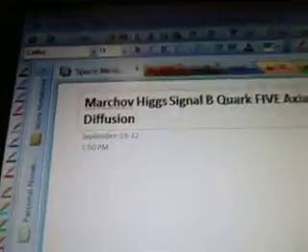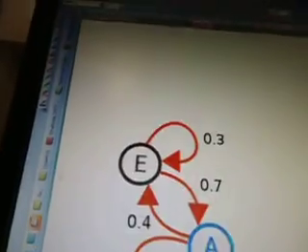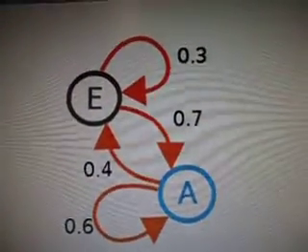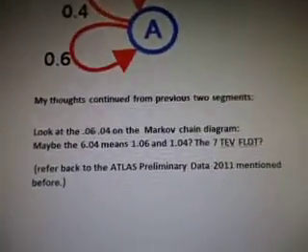Okay, so this is the Markov Higgs signal, B quark, 5 axial forces, supersymmetric diffusion, and we're still talking about the Higgs boson, and this is my research on it. So here's the graph showing what we were looking at in the last video. So my thoughts are continued from our previous two segments.